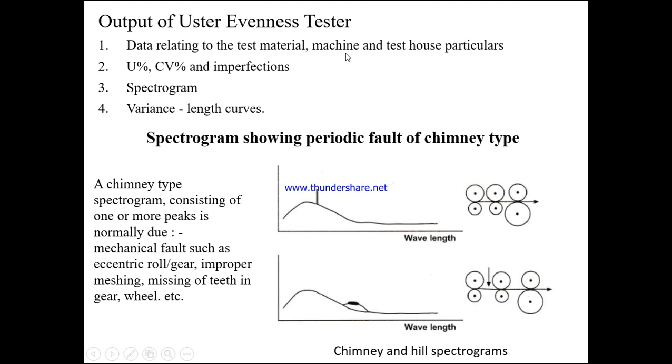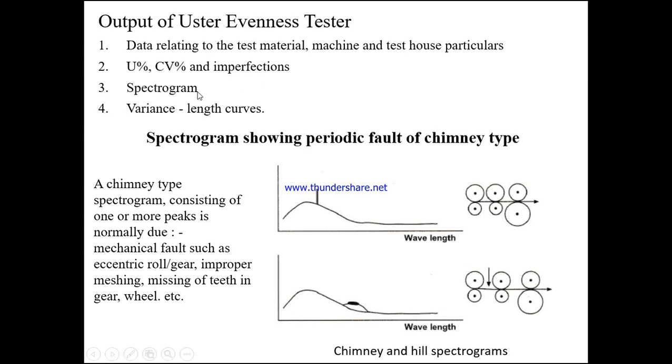Then the machine, in which machine the evenness test was done, the model name and the specifications of the machine, will also be obtained. Then the test house particulars, that means the relative humidity and temperature of the testing house or the laboratory, will also be provided. Then the U percentage, CV percentage and imperfections values of the yarn will also be obtained.